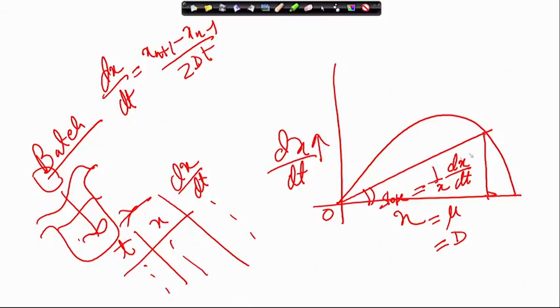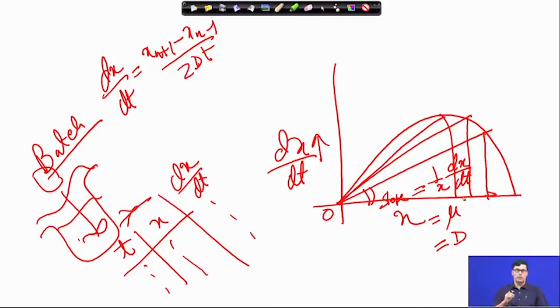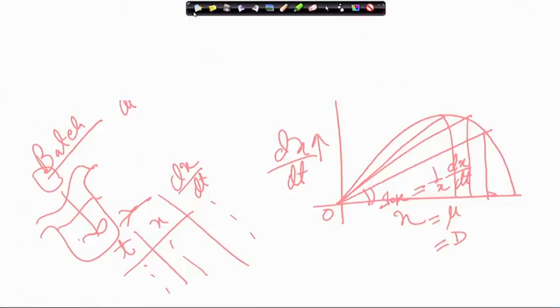So from the batch data it is possible to find out the cell mass concentration in a chemostat at a particular dilution rate, provided you have the plot of dx by dt versus x. If you have this dilution rate, you can find the corresponding cell mass concentration. So without going for the continuous process, by simple operation of the batch process it is possible to find out what the cell mass concentration should be in a chemostat.